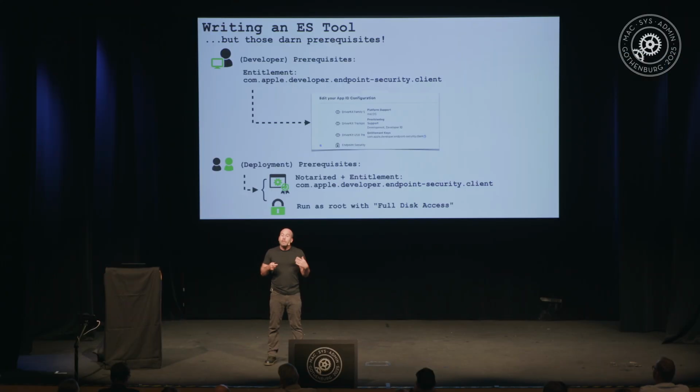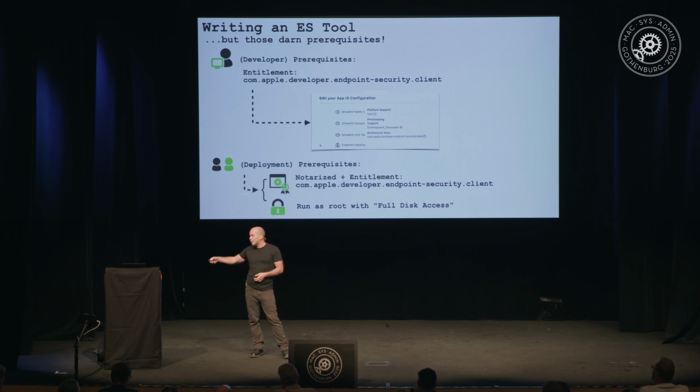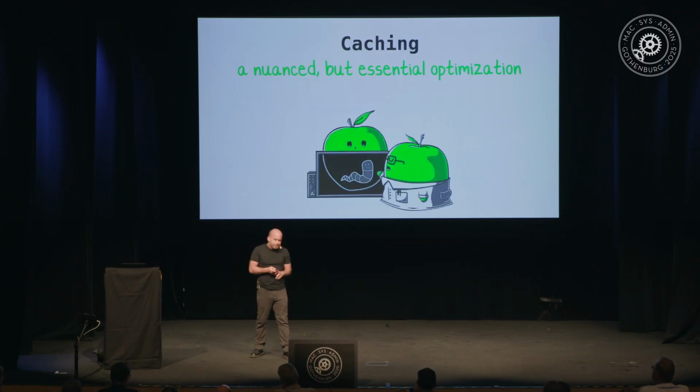So imagine that Apple has now granted you this entitlement. You are super stoked. There's still some prerequisites that you have to fulfill in order to deploy your software. Obviously, it has to be notarized and have that entitlement. It then also has to run with root privileges and have full disk access. This means the user is going to have to manually grant it, or if you're deploying it via MDM, you're going to have the correct permissions or profiles to grant it. So good to be aware of, otherwise your endpoint security tool will not run, and it will be blocked.